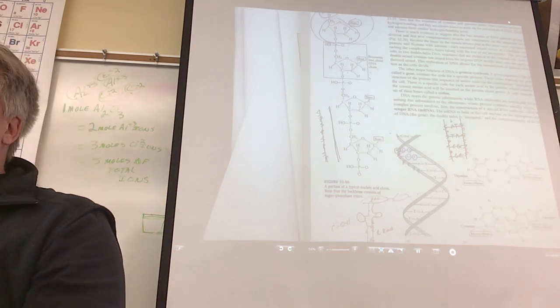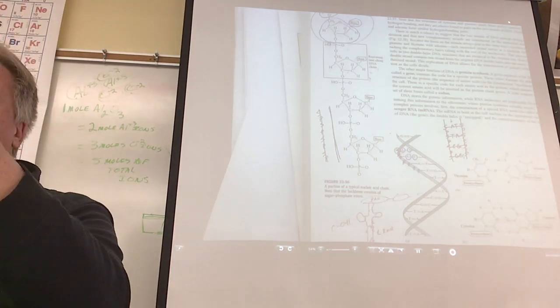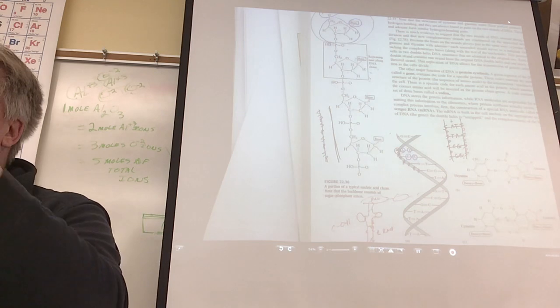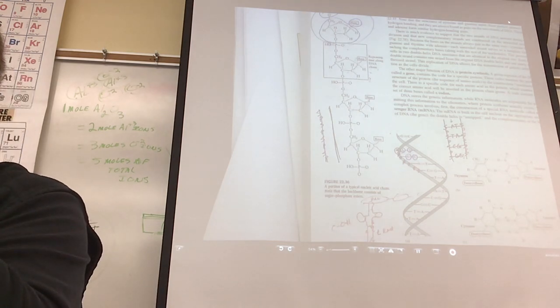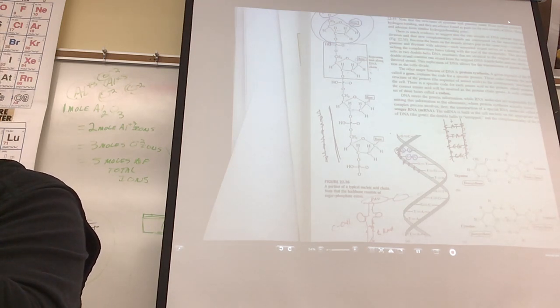The rails of the ladder are sugar, phosphate, sugar, phosphate, sugar, phosphate. The rungs of the ladder are the bases: A and T, C and G. Everybody got that? And they're connected. Okay, now listen to me. The sugar-phosphate bonds are very strong covalent bonds.